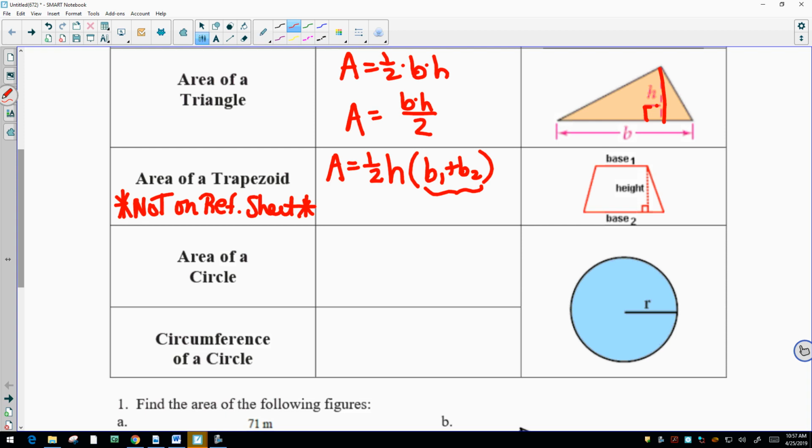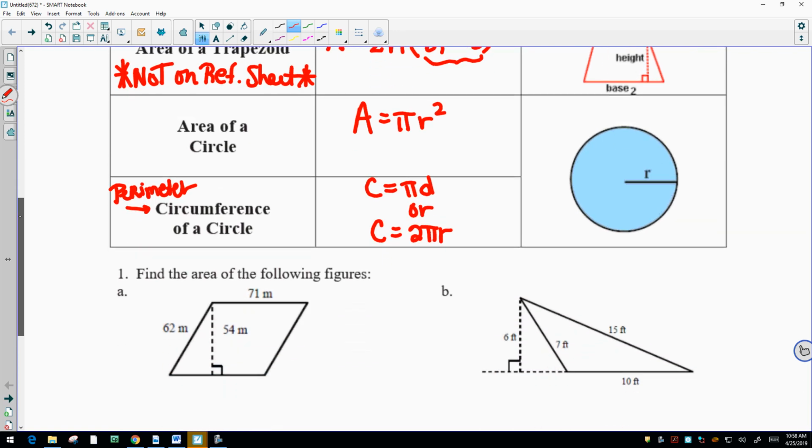Area of a circle. We have pi times your radius squared. And the circumference is basically the perimeter of the circle. It's the measurement, the value of the outside of the circle. Again, two ways that we could write this: either pi times diameter, or you could have 2 pi r, because 2 radii would equal 1 diameter. So different ways we can look at that formula.